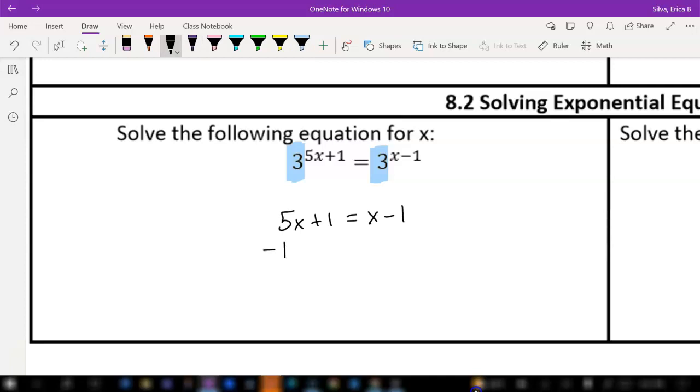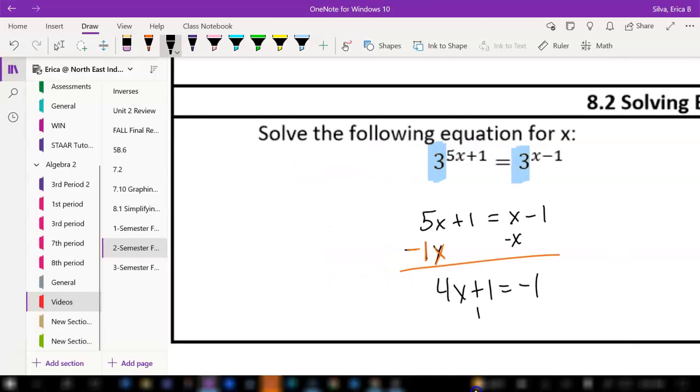For x minus 1, x is equal to negative 1. And then we're going to subtract 1.